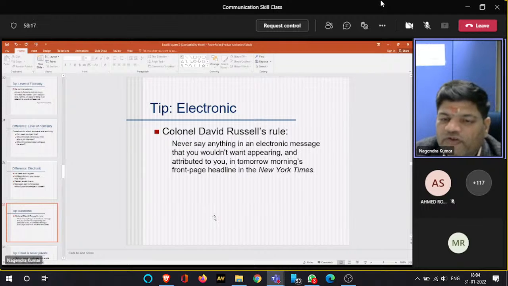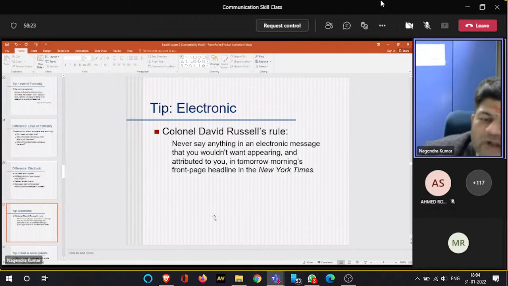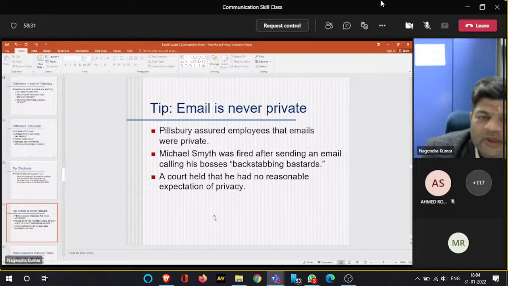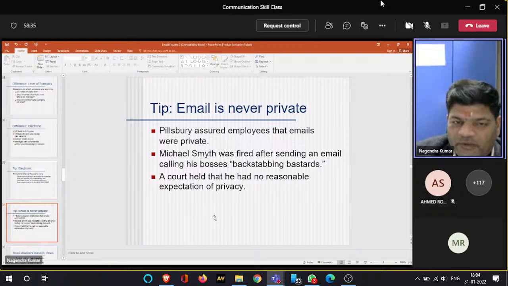And that is why you should not be in a hurry, and don't send anything that you don't want to appear in the newspaper attributed to you, that you made this kind of a statement. And mind it, email is never private. Even if you are sending it to some individual, it is not completely private.